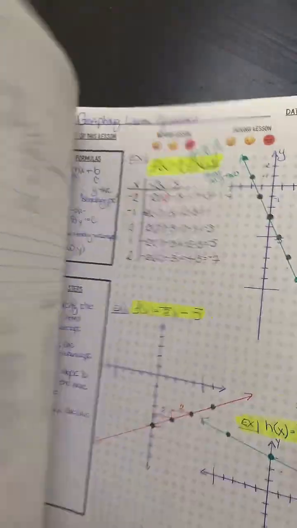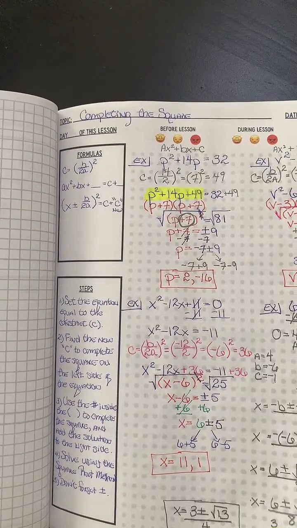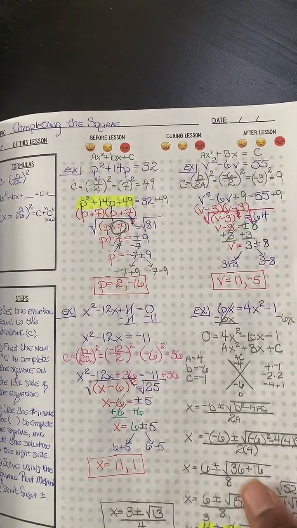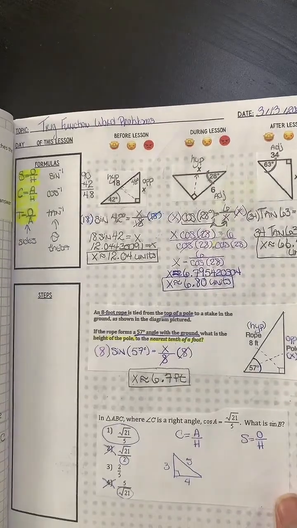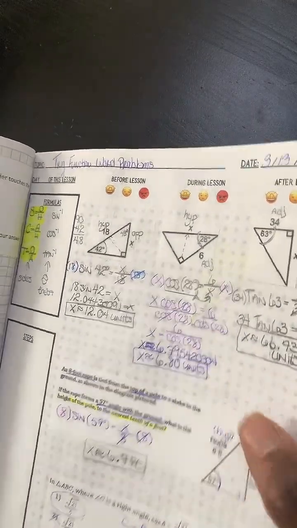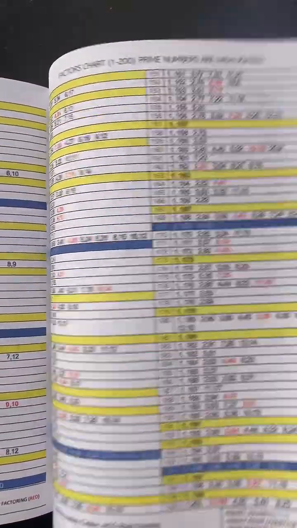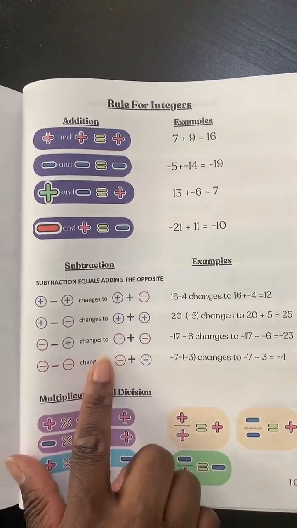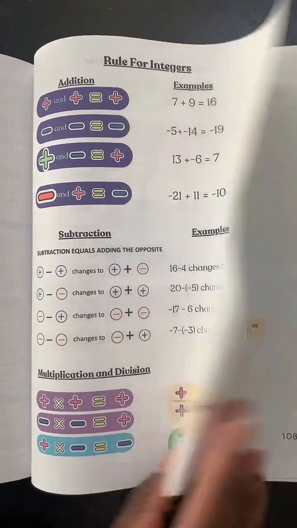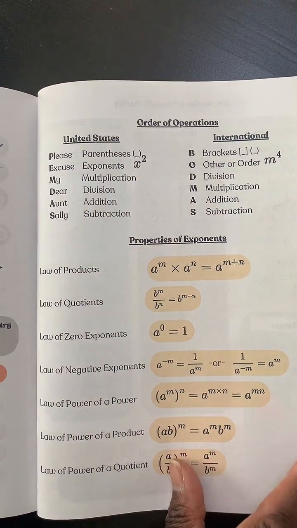And it's not just notes. Yes, I have notes in here. I cut bits and pieces of worksheets. I do a lot of construction, and I write rather large because I'm doing a lot of presentations from here. But if you're not strong with your multiplications, I have factor sheets from 1 all the way up to 200. Then I also have the rules of integers, from addition, subtraction, multiplication, and division, as well as the order of operations and the properties of exponents.